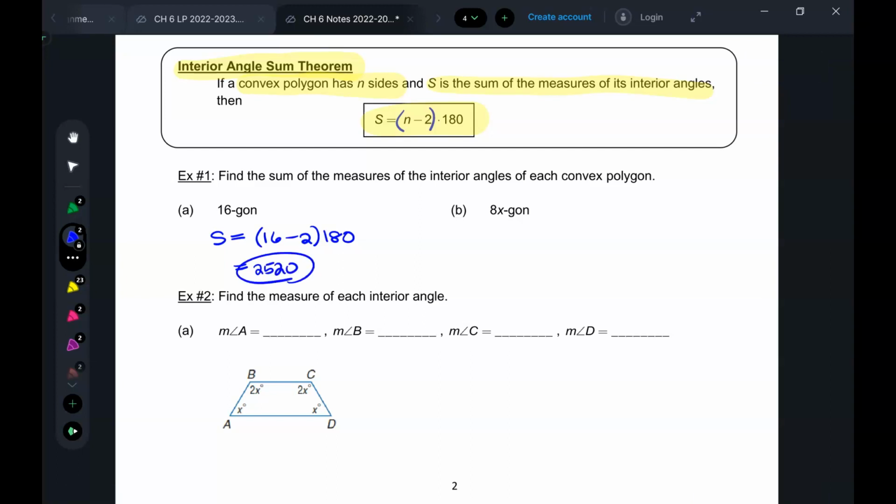And this one says 8x-sided polygon. So we're going to have 8x minus 2 times 180. So x just means whatever our polygon is, it's a multiple of 8. We don't know what x is. So we can't make it 6x because we're subtracting 2, not 2x. So all we can really do here is distribute. So 8x times 180 is 1440x minus 360.